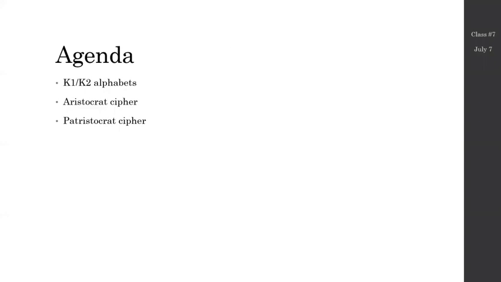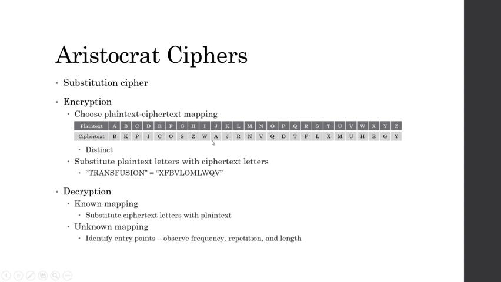So first of all, aristocrat ciphers. It sounds a little bit fancy. It is not that fancy. It's just a regular monoalphabetic substitution cipher where you choose for each letter of the alphabet what other letter of the alphabet you want to substitute it with. And you don't have to follow any particular order with these mappings. So it's almost just completely random, whatever substitution you want, as long as it's distinct.